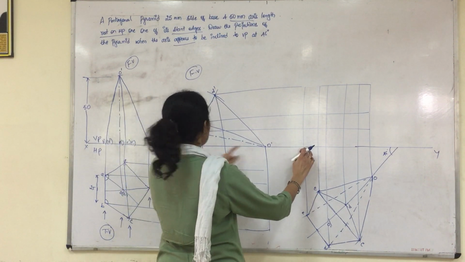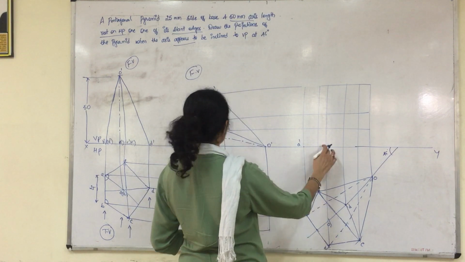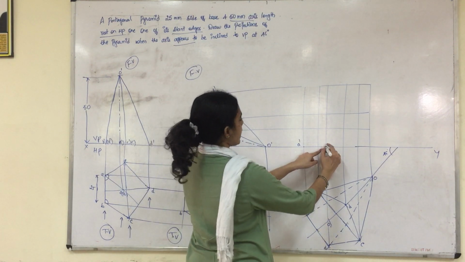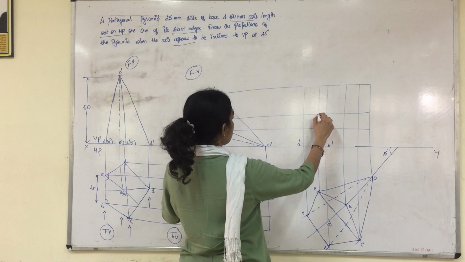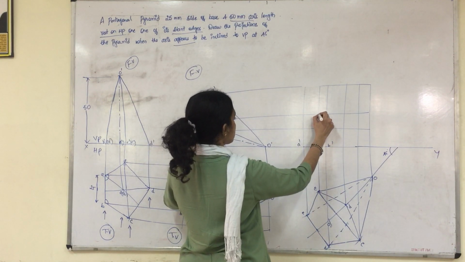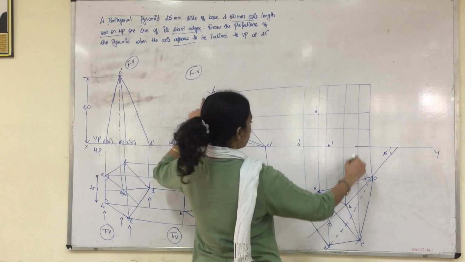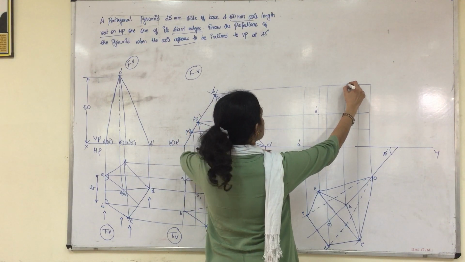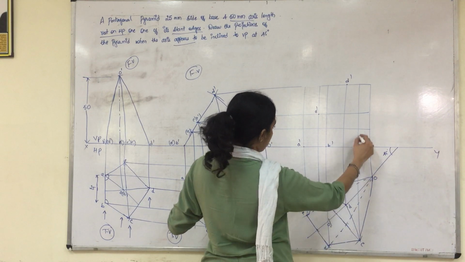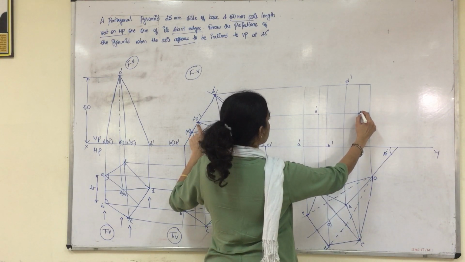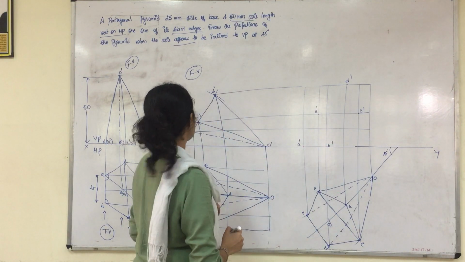So locus of A and A dash is meeting here. So this is our A dash. Locus of B is meeting B dash at this point. So this is our B dash. Locus of E is meeting E dash at this point. So this is our E dash. Then locus of D is meeting D dash at this point. So this is our D dash. And then we have locus of C is meeting C dash at this point. So this is our C dash.